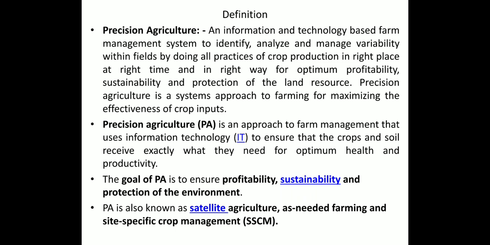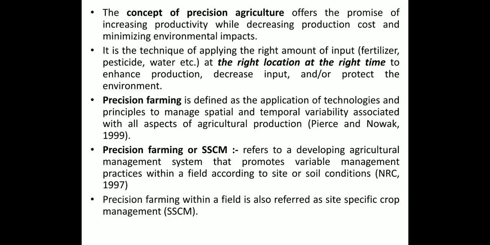The main goal of PA or precision agriculture is to maintain profitability, maintain sustainability and protect the environment. PA is also called satellite agriculture, as-needed farming and site specific crop management, that is SSCM. Next, the concept of precision agriculture offers the promise of increasing productivity while decreasing production cost and minimizing environmental impacts. As we can see, the productivity level increases by reducing the excess use of inputs, which also helps to minimize the environmental impacts.